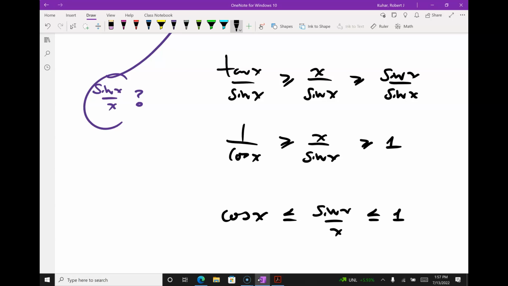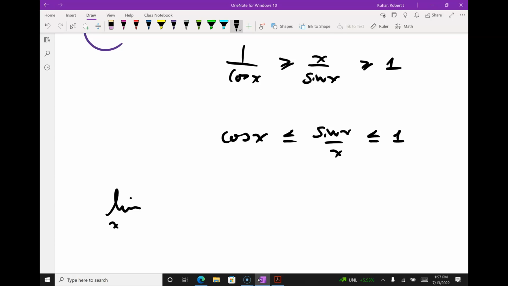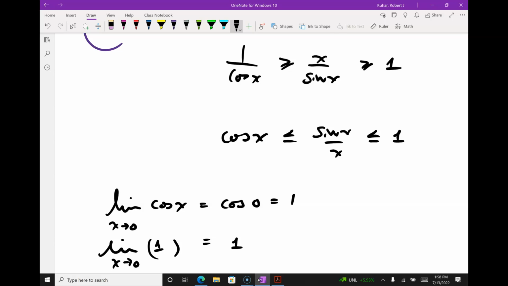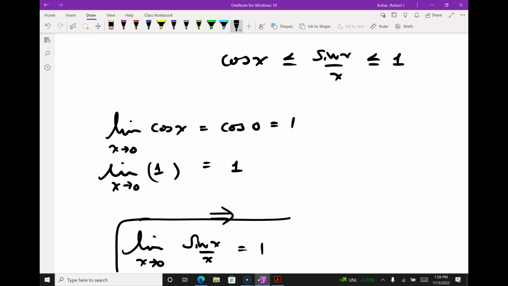So now I want to squeeze on the outside functions. We know the limit as x goes to 0 of cos of x is cos of 0, which is 1. We know the limit as x goes to 0 of 1 is 1. The height of 1 is 1. So all of this tells us that the limit as x goes to 0 of sine of x over x must also be 1. Memorized, okay? Memorized on the formula sheet or the tattoo, your choice.